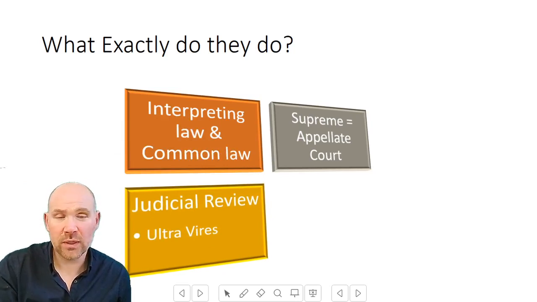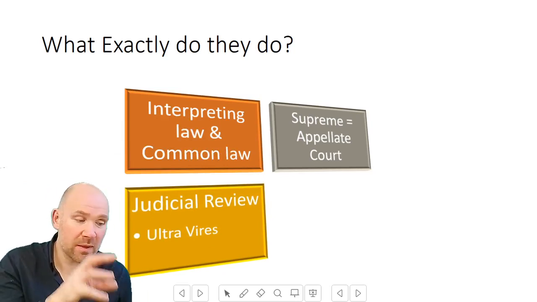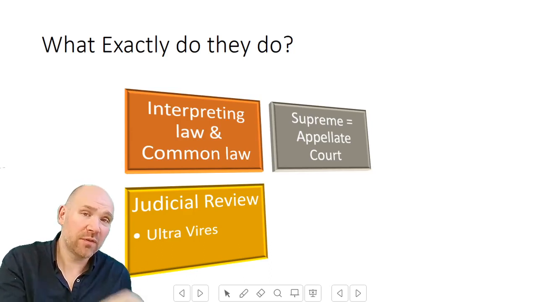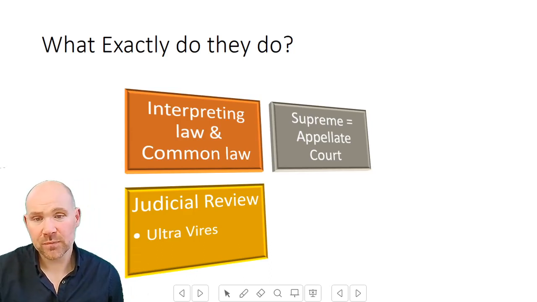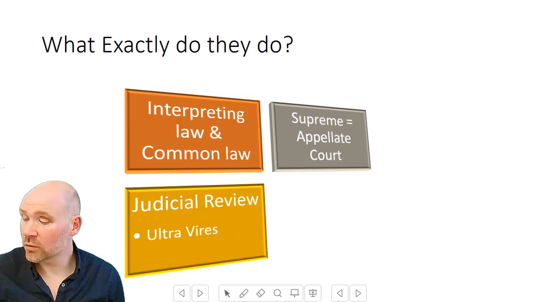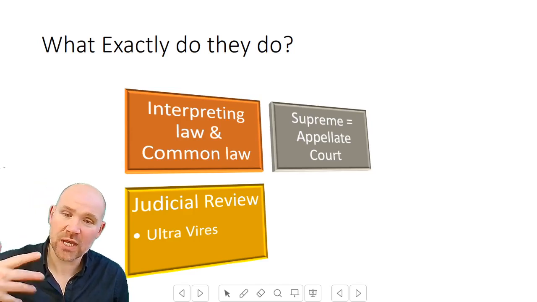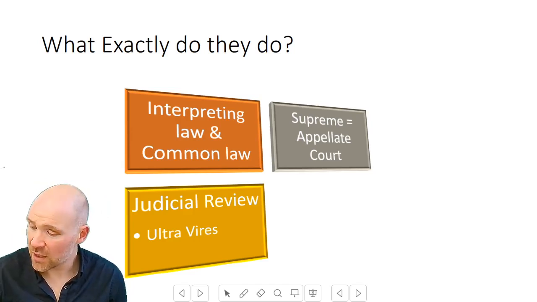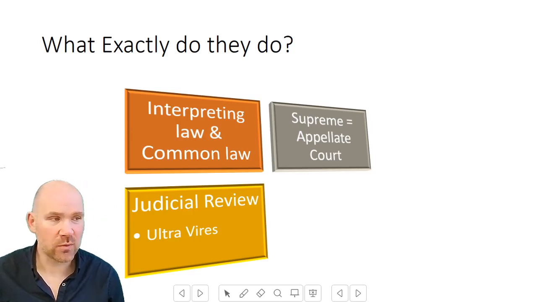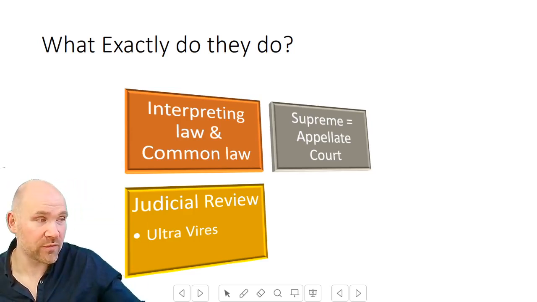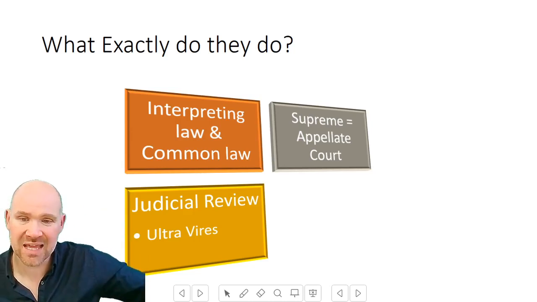And even the most recent rulings on Boris Johnson and the big ones on Theresa May, they were all dealt with in the high courts before they went to the Supreme Court. They also do something called judicial review. This is where someone challenges the action of a government minister or a government official and says that they've either broken the law in what they've done, or maybe they've gone beyond their powers.